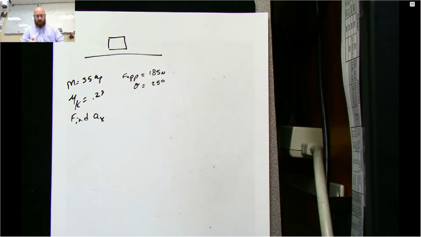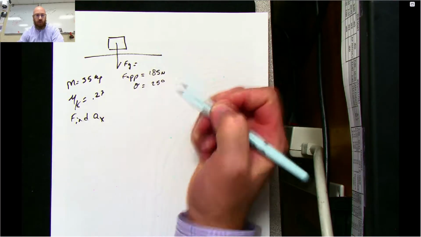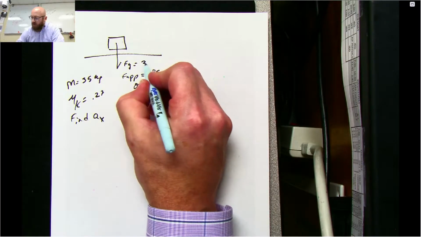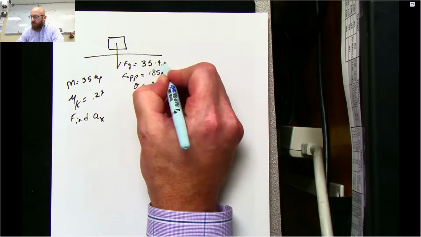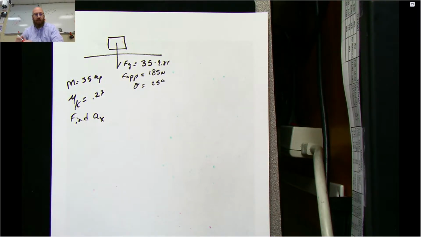So just like we always do, we start at the bottom, find F of g, force due to gravity, 35 times 9.81. Then we can go right in and go, okay, force applied.